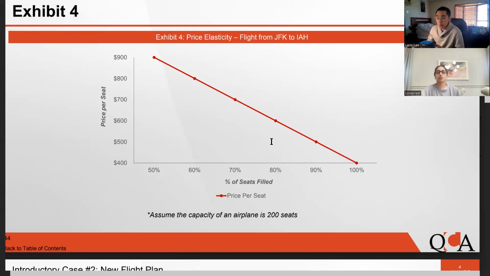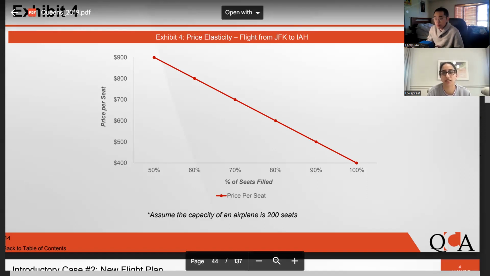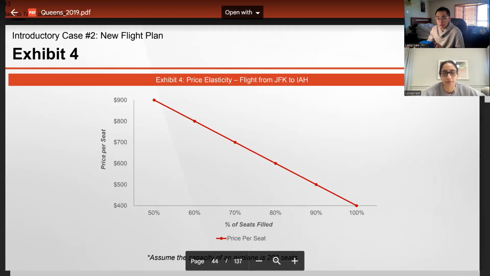Okay, so we see the exhibit here again of price elasticity, a flight from JFK to IAH. On the x-axis, we have percentages of seats filled, and on the y-axis, we have the price per seat. I'm assuming that the airline capacity is 200 seats. So we see that at 100%, if the seats were filled at 100%, we would be charging a price of $400.